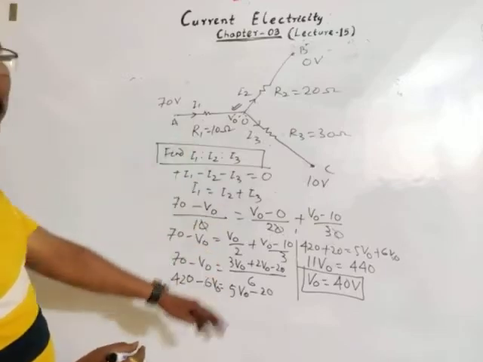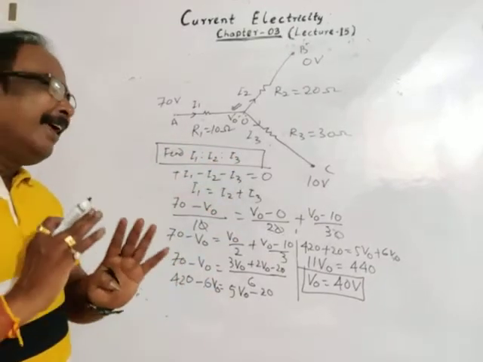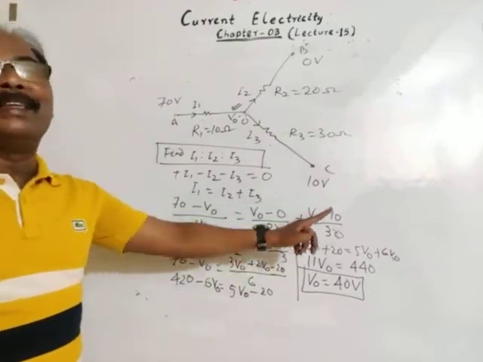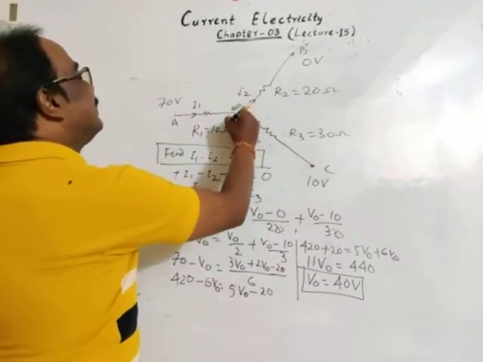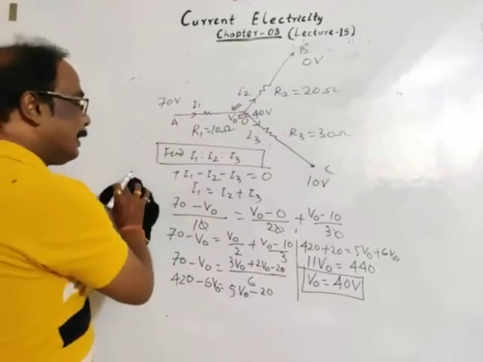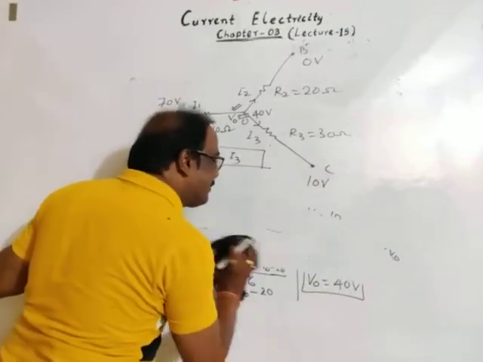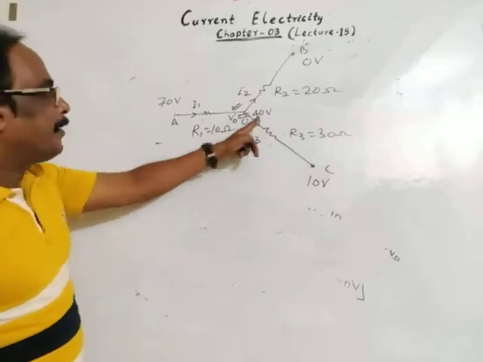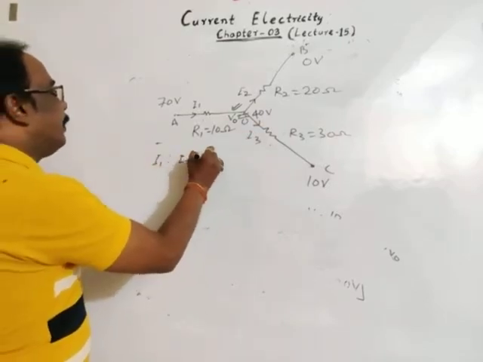Then it is required to calculate I1 is to I2 is to I3. Now it is easier. This is I1, this is I2, this is I3. Okay. So we got VO. VO is 40 volt. Now it is easier. Can I erase it? Okay. So I1 is to I2 is to I3. We have got it, 40 volt.